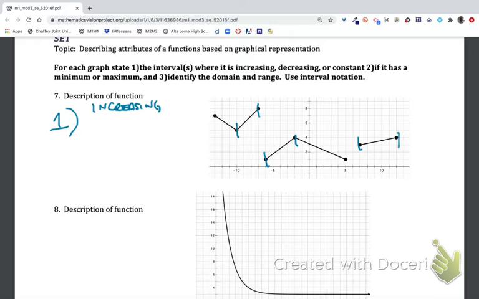So what that means is, since they're closed circles, we can say that from -10 to -7, from -6 to -2, and from 7 to 12, all increasing.